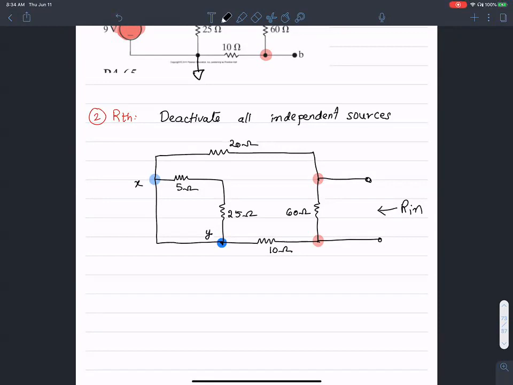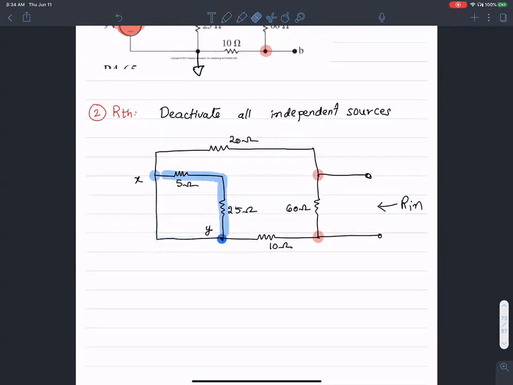They're in series. You're talking about these two resistances, right? Yeah, those two resistances are in series. But what about this wire over here? So you're right, they're in series. So I can write the equivalent of them to be 30 ohms.